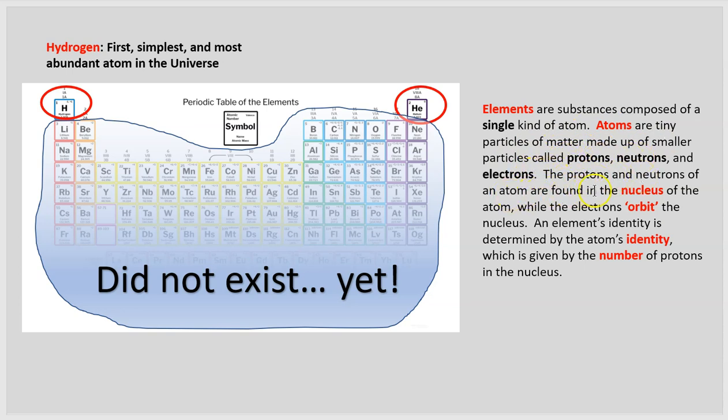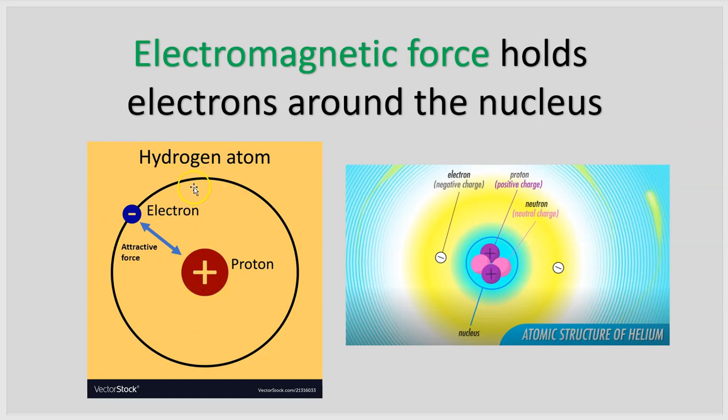And the protons and neutrons of an atom are found in the nucleus of the atom, while the electrons orbit the nucleus. An element's identity is determined by the atom's identity, which is given by the number of protons in the nucleus. So let's take a look at the structure of some atoms. Here we see hydrogen on the left, and again it's an electromagnetic force that holds the electron near to the nucleus of the atom, the proton. In a helium nucleus, we have 2 protons. Now notice though, positively charged particles will tend to repel, but that's where the neutrons come in. The neutrons, in a sense, are keeping the protons together. So this is a nuclear force that is keeping the nucleus of the atom together. So the protons are held together by the neutrons.